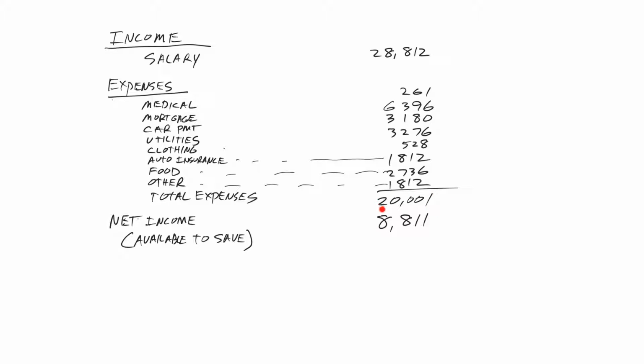So our net income, therefore, is our total income. Since there's only one item, it's already totaled, and I left it at that. Subtract from it the total expenses, and we get net income of $8,811, and that's what's left over. That's what's available for us, or for her, to save.